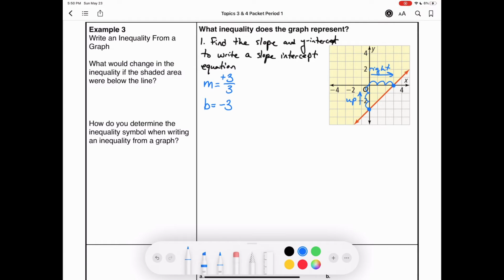So our slope could be positive 3 over 3. I want to simplify that fraction. 3 divided by 3 is 1. So now I know my slope is 1, my y-intercept is -3, so I want to go ahead and plug that into my slope-intercept equation.